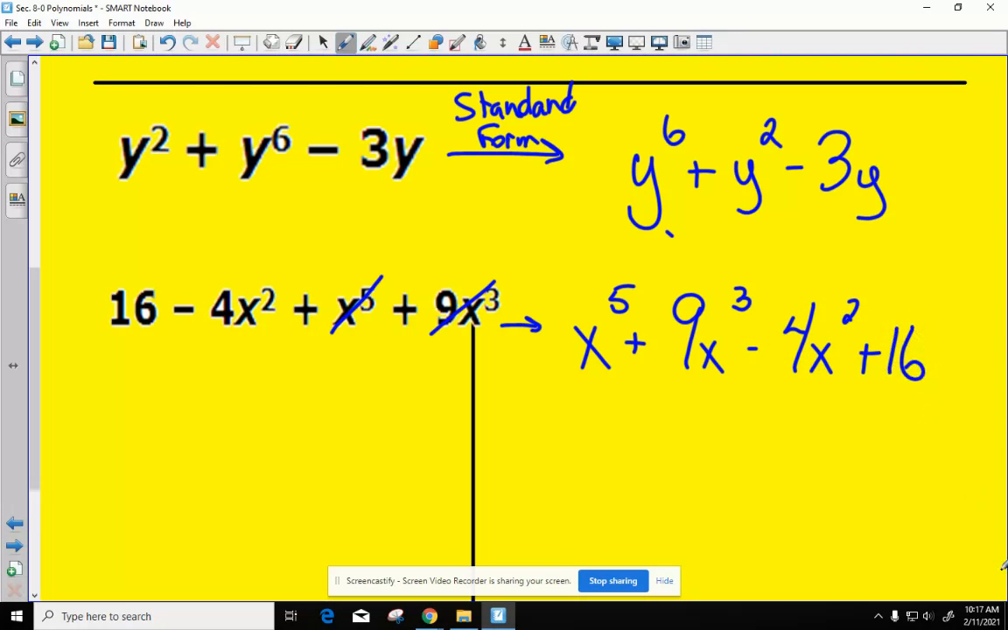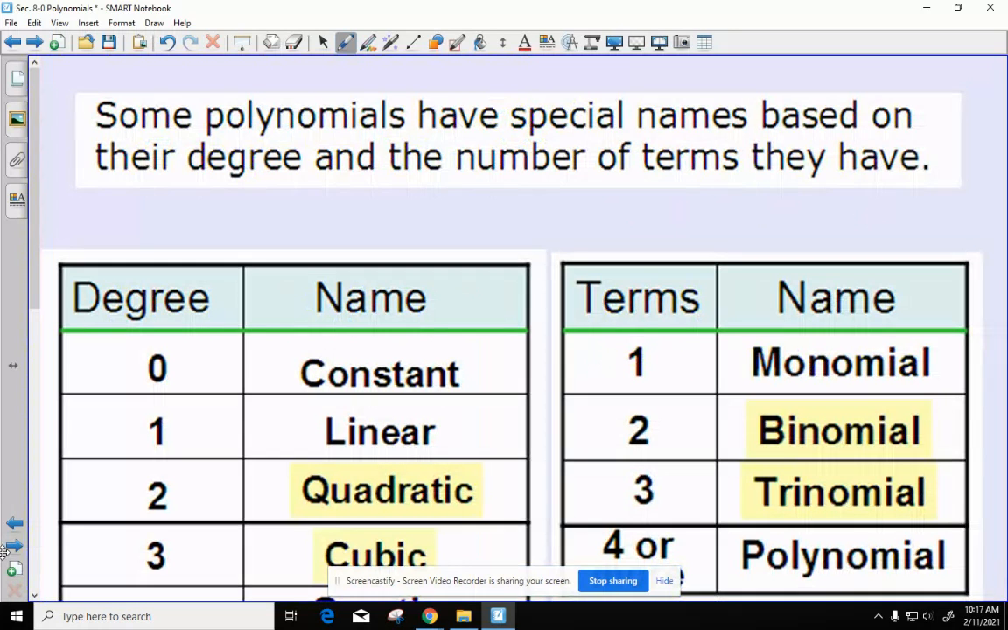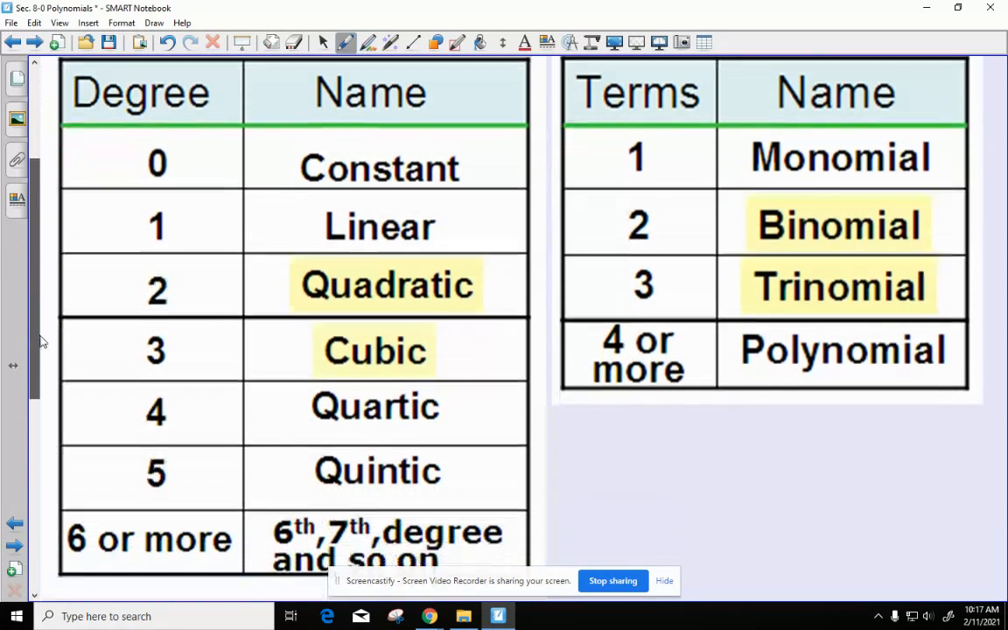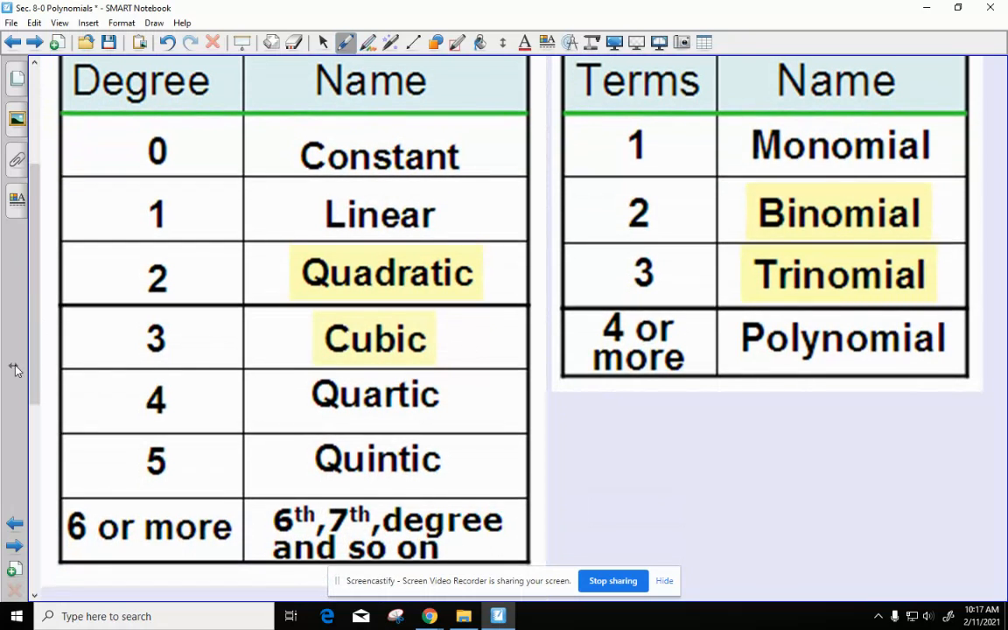And obviously at that point, the 16 would be last. Okay, this has 4 parts, so I would call it a polynomial. And its degree? 5. So I would call it a 5th degree polynomial. Now, when we get into the idea of classification, there are a handful that we give specific names to. We just said a 5th degree, but in fact, a 5th degree has a name, quintic.